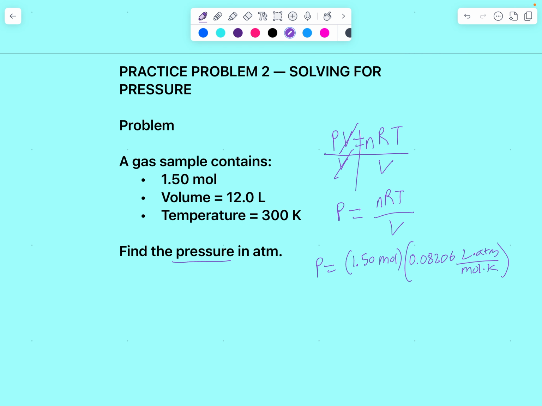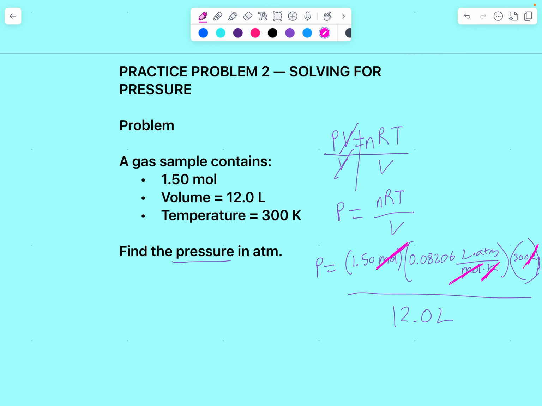Okay, so now what's the temperature? 300 K. All right. There we go. All over the volume, which is 12.0 liters. Now I'm not going to start plugging it in on my calculator. Let's see if I did it right. I have moles up here and moles down here. I did that right. I got Kelvin up here, I got Kelvin down there. I know I did that right.